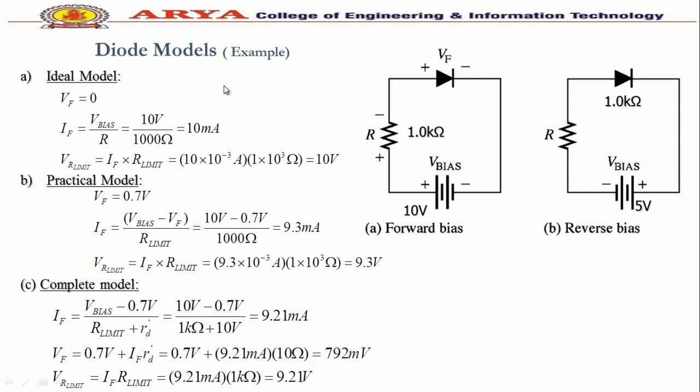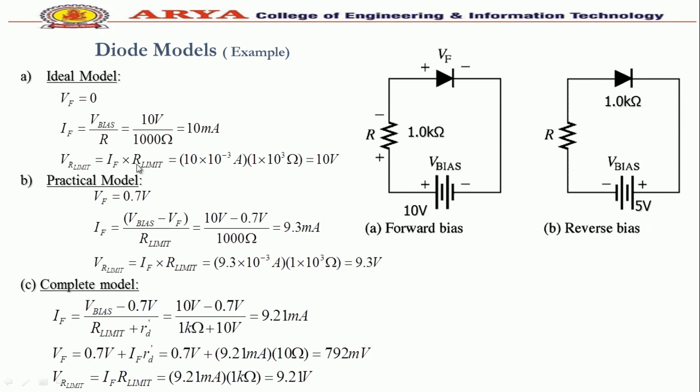In the ideal model, VF is 0 volt, so IF is given by V bias upon R, that is 10 volt upon 1K. So we get IF equal to 10 milliampere. Similarly, VR is given by IF into the resistance. We calculated IF as 10 milliampere and the limiting resistance is 1K, so VR is 10 volt in this circuit according to the ideal diode model.